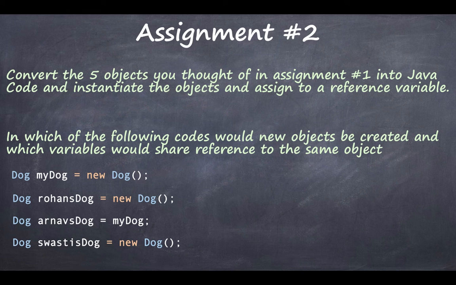So here's your second assignment. The 5 objects you had thought of before with their behavior and state, convert them into Java code and then instantiate the objects and assign them to reference variables. That's one. And second thing, in the following code, find out in which case new objects are created, which variables are pointing to which objects, and which variables are sharing the objects. If you can draw that, I think we'd like to see that. Thanks.